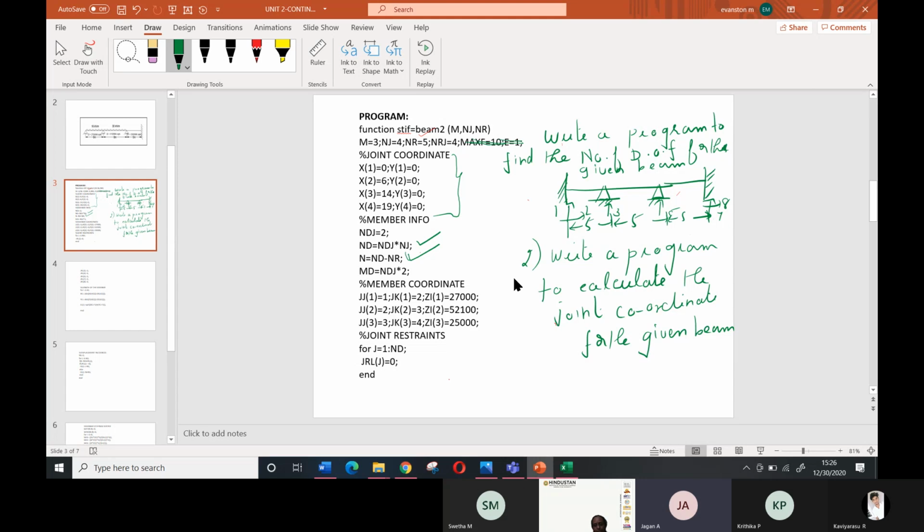Ma'am, NR, NRJ, what is the difference? NR is the number of restrained joints. Number of restrained joints means how many joints are restrained. So the first joint is restrained, the second joint is restrained, the third joint is restrained. Suppose if it's a cantilever, how many joints are restrained? There are 3 joints. 1 and 2 are restrained. Am I correct? Yes, 3 ma'am. The third is free, not restrained. Okay, ma'am.